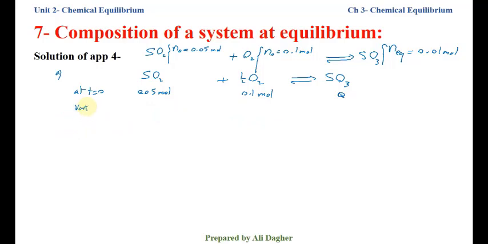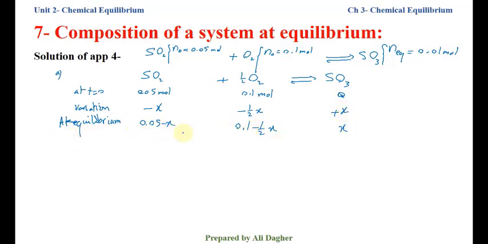Variation at equilibrium. Consider X, the number of mole of SO2 reacted, then SO2 decreases by amount X. O2 decreases by an amount: we divide the stoichiometry of O2, which is half, by the stoichiometry of SO2, which is 1, half over 1 equals 1/2 multiplied by X. The product SO3 increases by an amount: we divide its stoichiometry, which is 1, by the stoichiometry of SO2, which is 1, 1 over 1 equals 1 multiplied by X. At equilibrium: 0.05 minus X, 0.1 minus half X, 0 plus X, X.